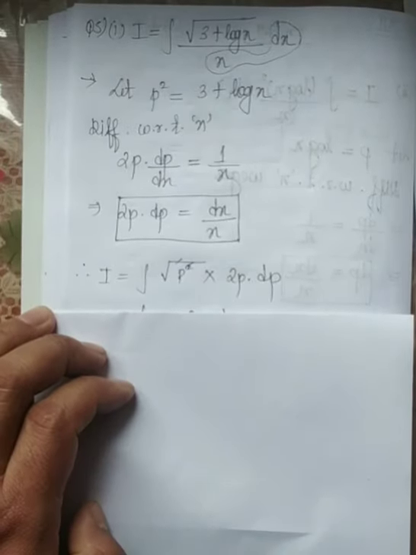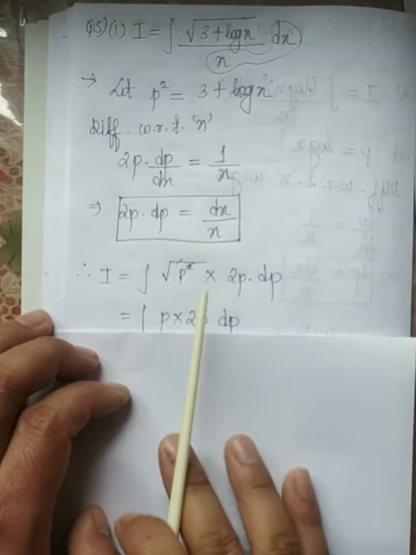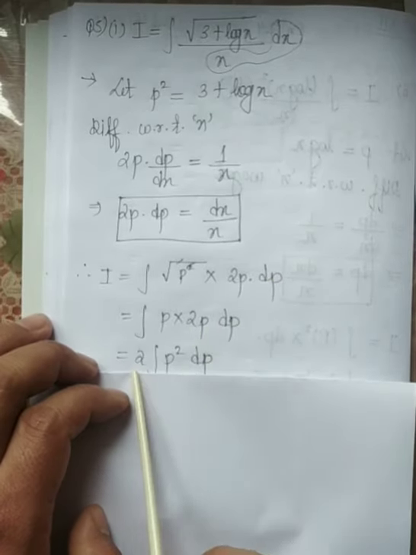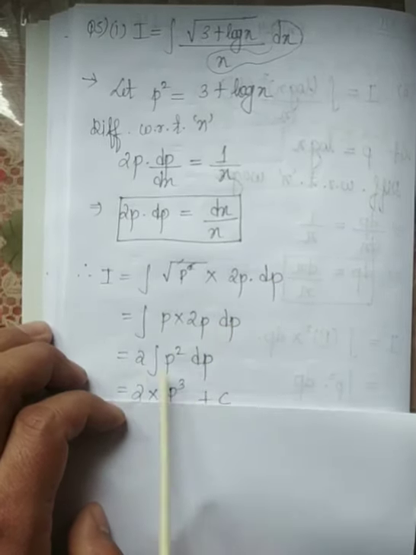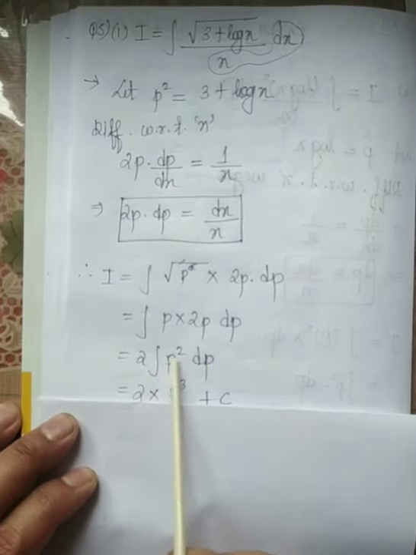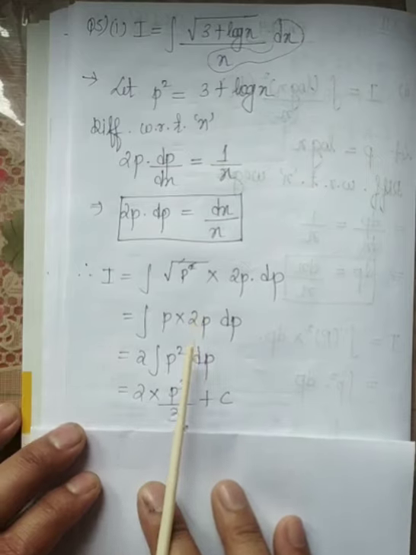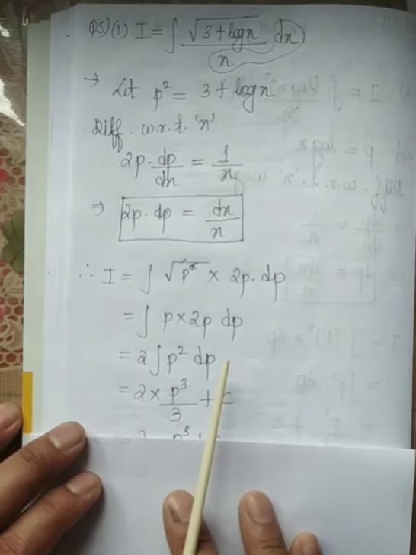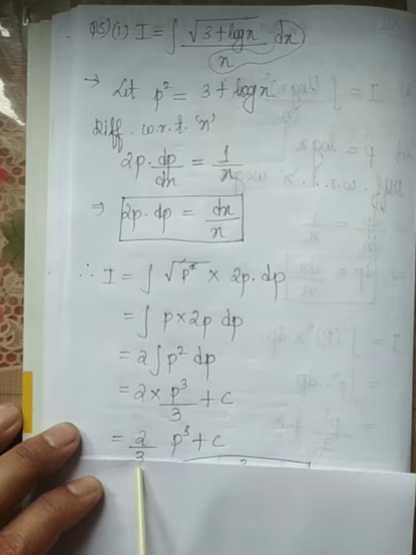So therefore I get p into 2p dp. 2 is a constant, it comes outside. P into p square, so 2 into p square dp. So I know how to integrate this, isn't it? 2 remains as it is. So p cube by 3 plus c. And therefore this is 2 by 3 into p cube plus c.